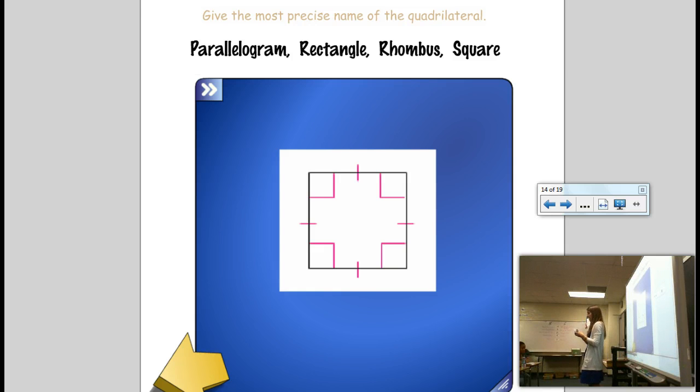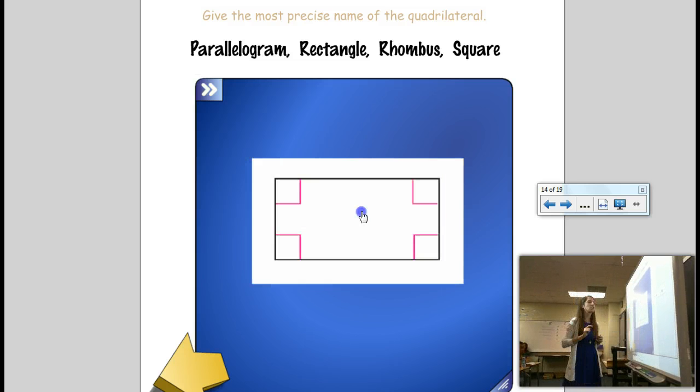No. Okay, let's try again. Ava, what is this? Square. Ding, ding, ding. Put number 2 on your page. Number 2. Here's the next shape. Number 2. Lewis C. What is that shape? Very good. Number 2. The answer is rectangle.